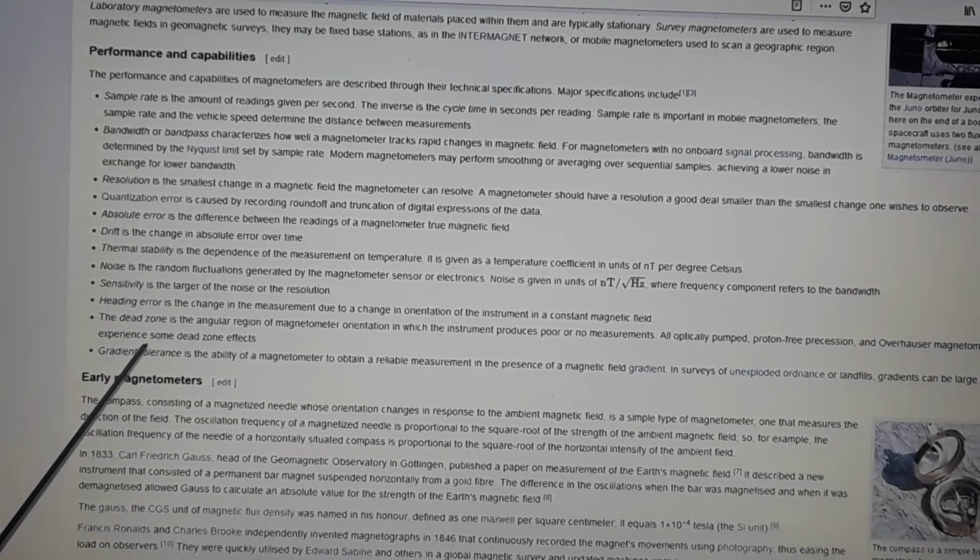Gradient tolerance, last on the list, is the ability of the magnetometer to obtain a reliable measurement in the presence of a magnetic field gradient, as in surveys of unexploded ordnance or landfills. Oh, gradients can be large. Oh, that's interesting. That's interesting.